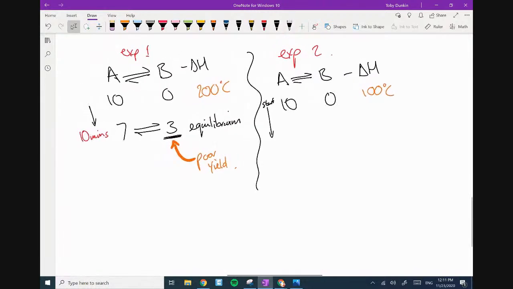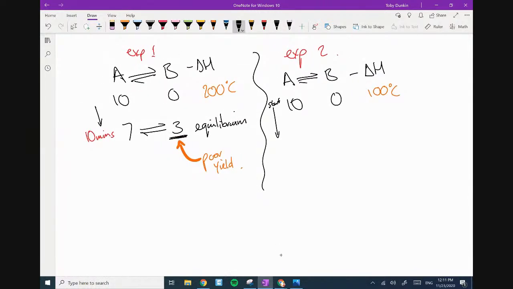So for me to reach the new equilibrium, it shifts to be 5 and 5 at equilibrium. I've increased my yield. However, it took 20 minutes to reach it.